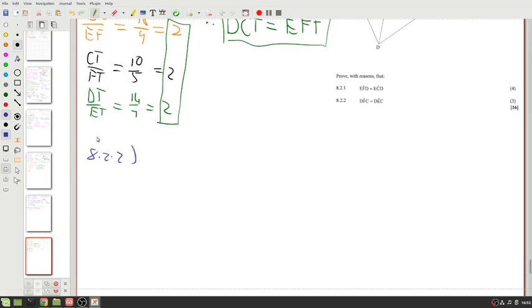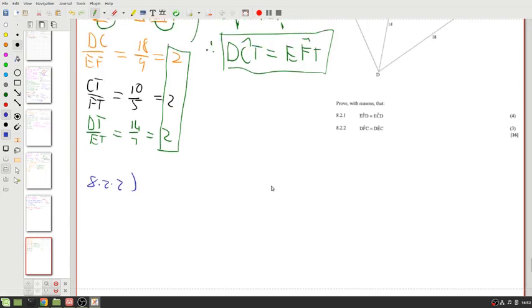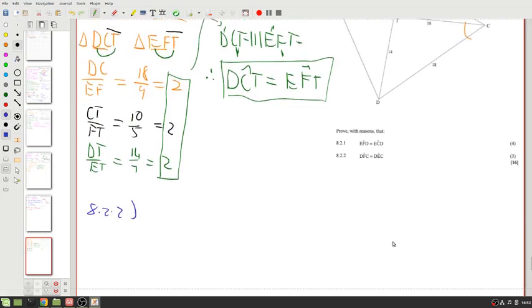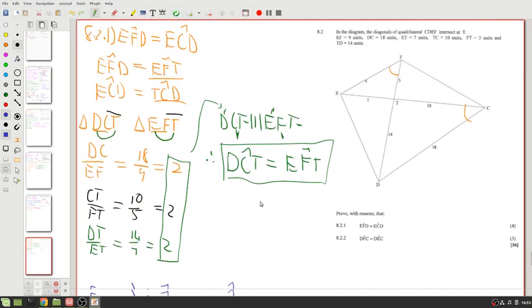Right, 8.2.2. Okay, so I think here we'll have something similar. So we need to prove, let's just write on the question, DFC. We need to prove that DFC, this angle, equals the angle DEC. So DFC, that's this angle here, and DEC, that's this angle here. We have to prove that these two are equal.